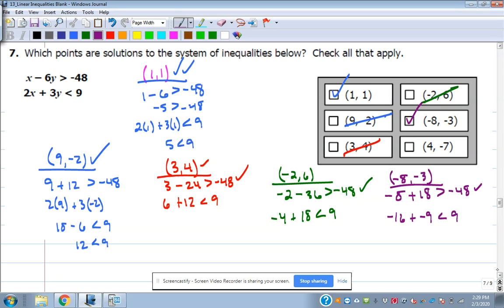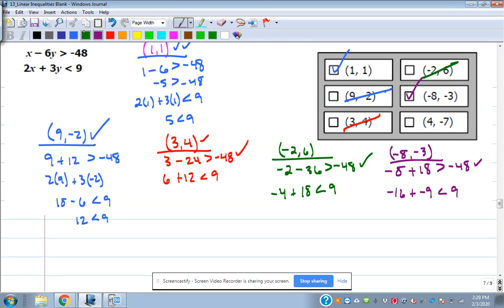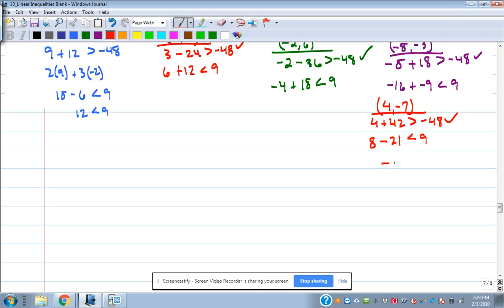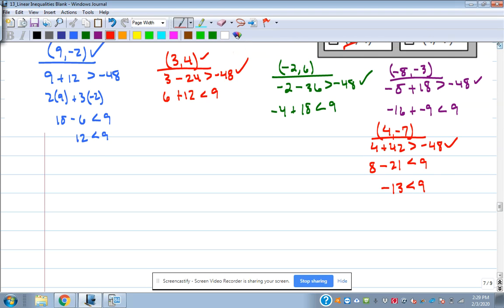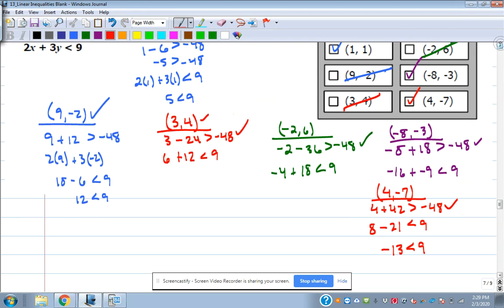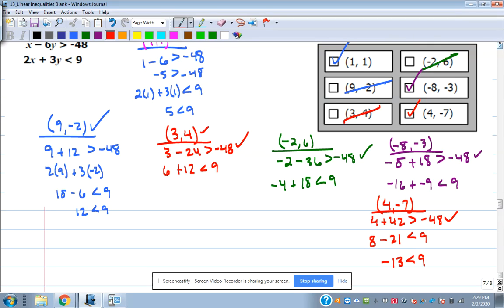And then the last one to check there is 4, negative 7. So 4 plus 42 is greater than negative 48. Yes. And then 8 minus 21. That'd be a negative 13. Is that less than 9? Yes. So we finally find that 3 of these do satisfy that system of inequalities.